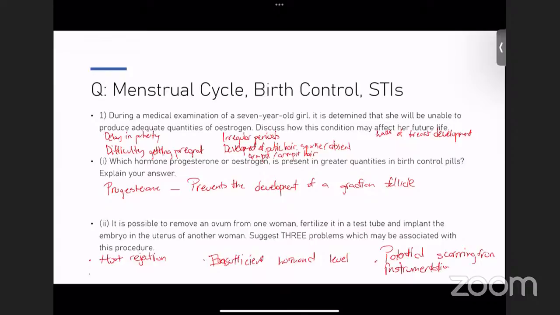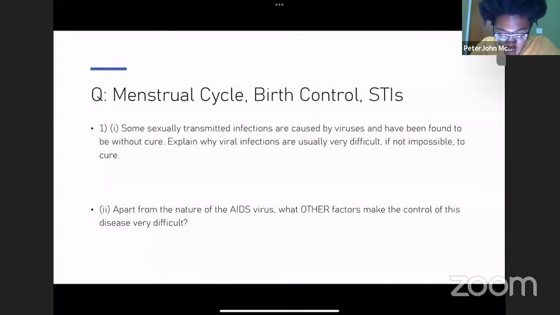All right, cool. So next: diseases caused by viruses have been found to be without cure. Explain why viral infections are usually very difficult, if not impossible, to cure.